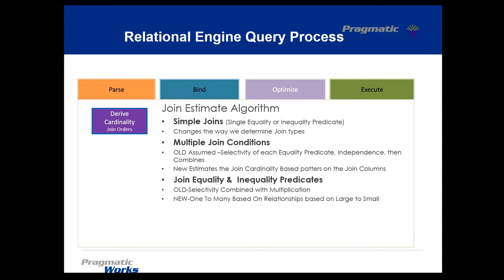And then when we look at join equality and inequality predicates, the old was selective and it was combined essentially through multiplication. The new is one-to-many based on relationships actually used within those predicates going from large to small.